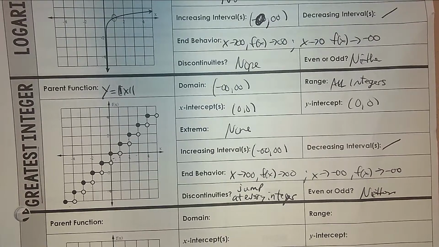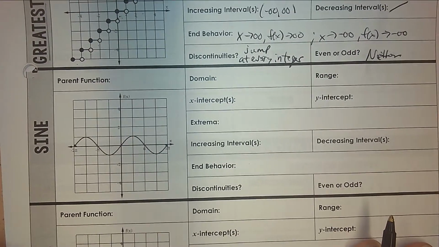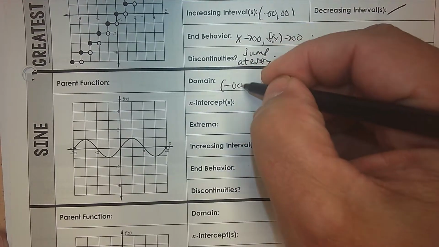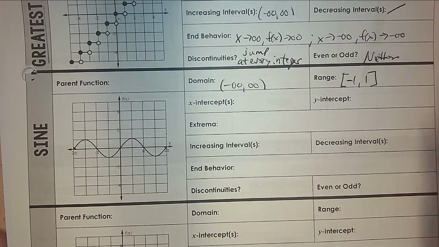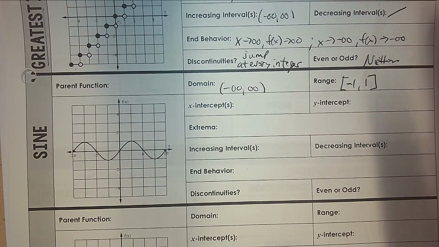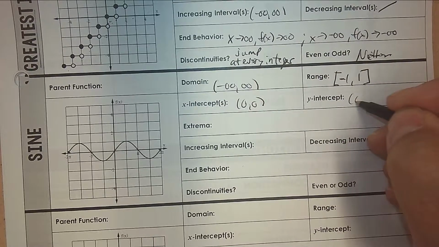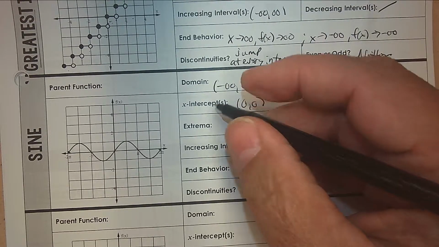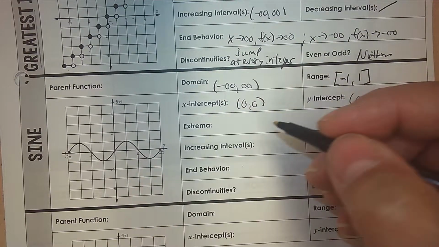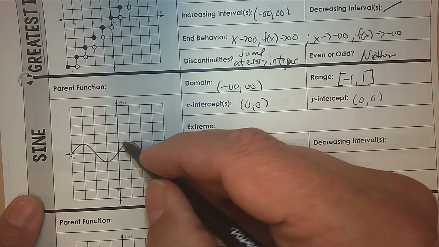All right, sine, some trig waves. What's the domain for sine? It's all real numbers. What's the range? It goes from the bottom to the top of the wave, which is -1 to 1. Intercepts are at 0 for both. The extreme, well, where do we have extreme points? So it oscillates, right?